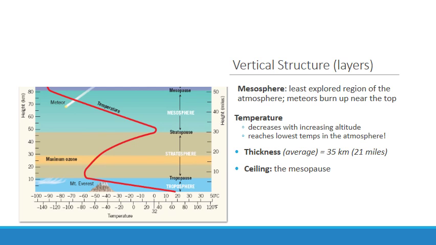The next layer up above the stratopause is the mesosphere. In the third layer, which is the mesosphere, temperatures again start to decrease like they did in the troposphere. Here's a decrease, and here's another decrease. Throughout the entire layer, that decrease in temperature occurs until we reach the top of the mesosphere, which is known as the mesopause.